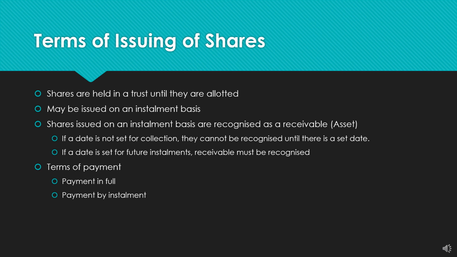Next, shares that are issued on an installment basis are recognized as a receivable. So if a date is not set for collection, they cannot be recognized until there is a set date. However, if a date is set for future installments, the receivable must be recognized.